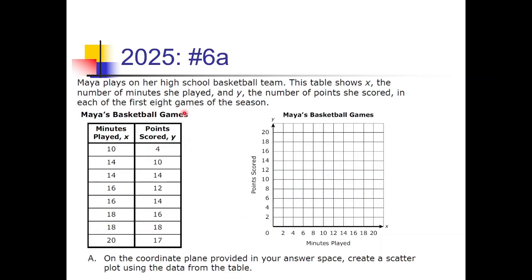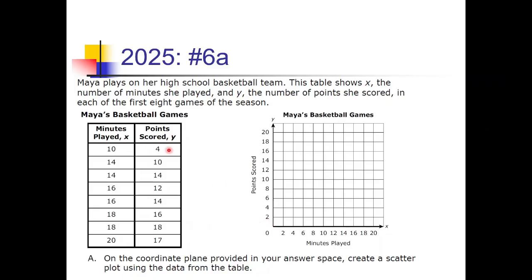For this problem, we're told that Maya plays on her high school basketball team, and they're giving us a table that shows x, the number of minutes played, and y, the number of points she scored. And this is just the first 8 games of the season. So this is a multi-step problem, multi-part problem. Part A, they want us to take this coordinate plane and just create a scatter plot using the table data here. So we just have to graph each of these points, and that's all we need for part A.